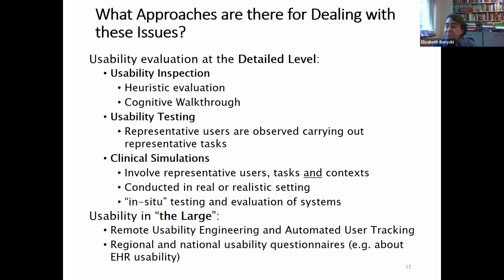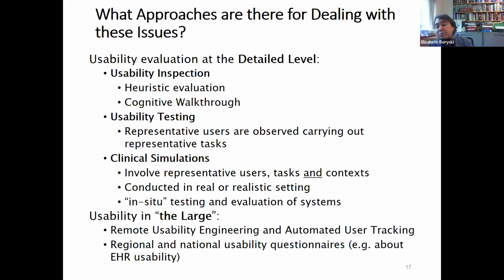So what approaches do we have? And in the two workshops we have, you'll see all of them and maybe try a few of them out. We'll start with the most basic, which is called usability inspection. And there are two methods there that we'll talk about today. Usability testing is more involved and usually involves video recording users doing tasks.